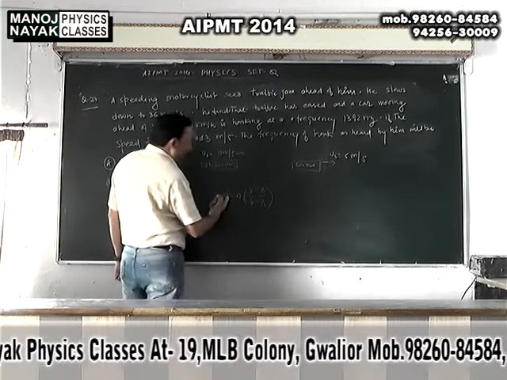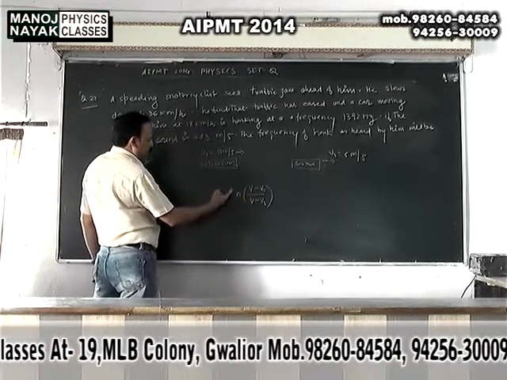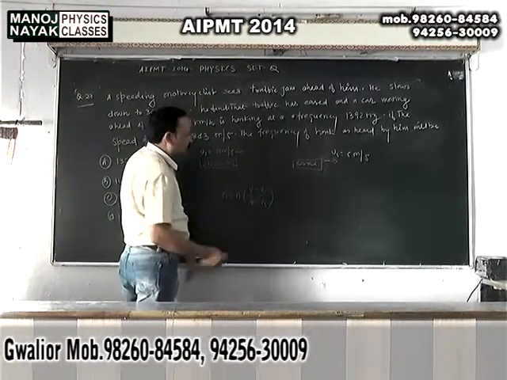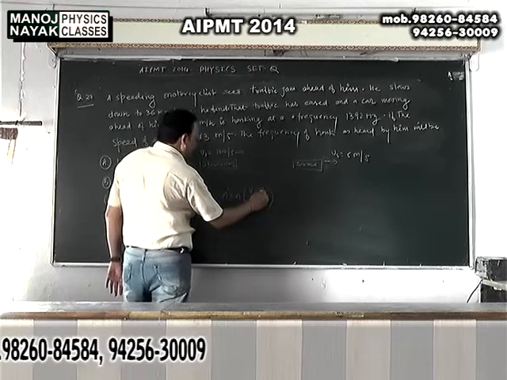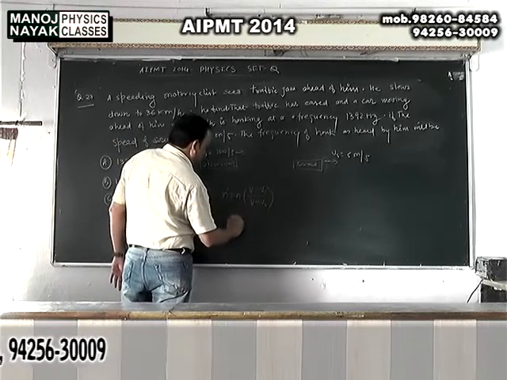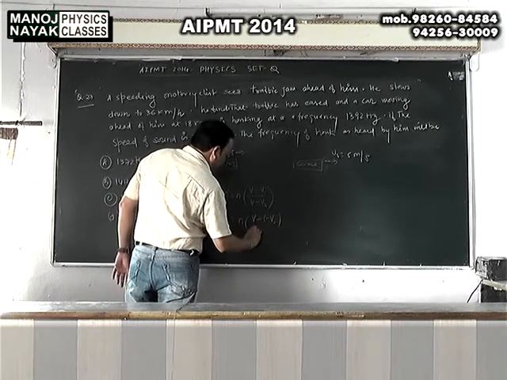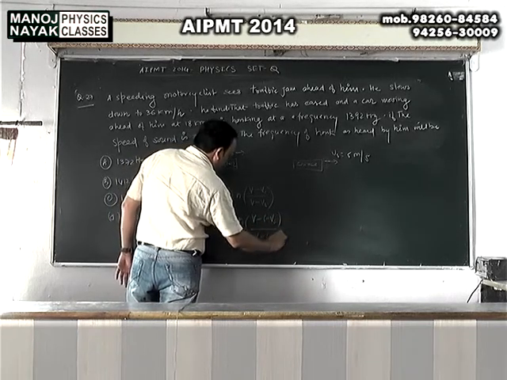The apparent frequency in Doppler effect, n dash equal to n, (V minus VO) upon (V minus Vs). Since both are moving in same direction, we can put the negative sign here. So n dash is n times (V minus V0) divided by (V minus Vs).